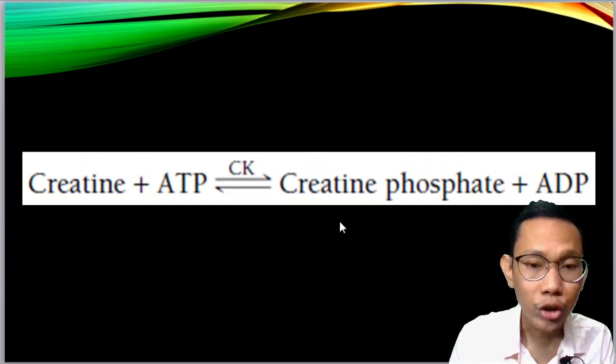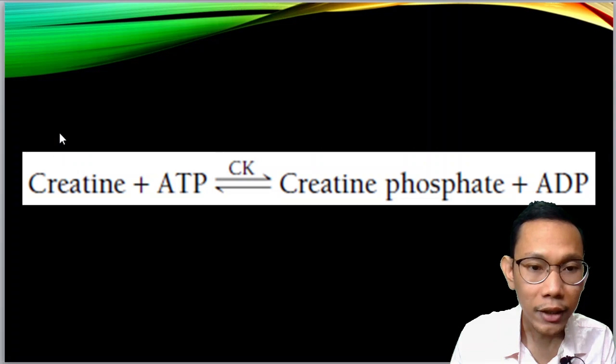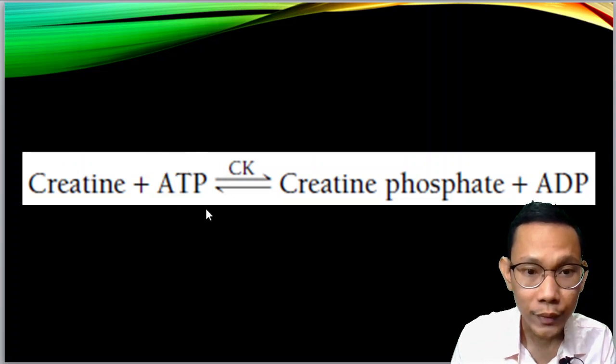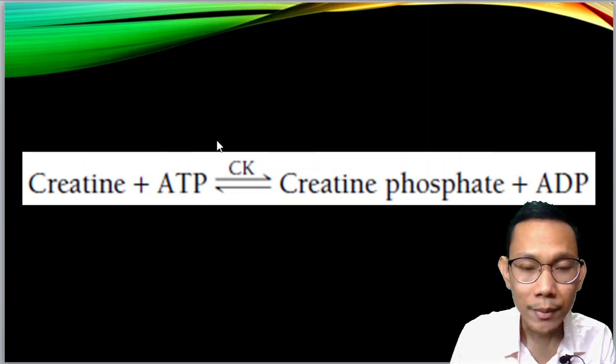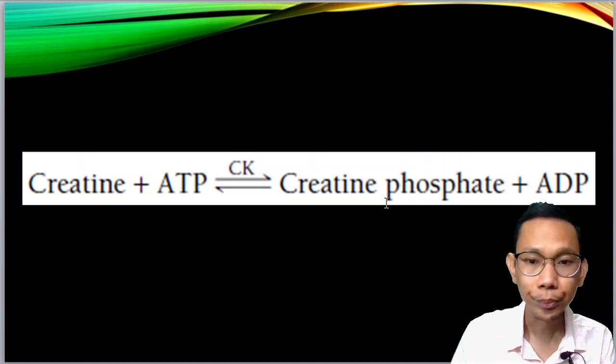So this is now the reaction of your creatine kinase. CK, creatine kinase, has something to do with the transfer of phosphate. So creatine plus the source of your phosphate here. What happens? Your CK will transfer one phosphate group of your ATP towards your creatine, making it creatine phosphate plus your ADP, because you transfer one phosphate towards your creatine.